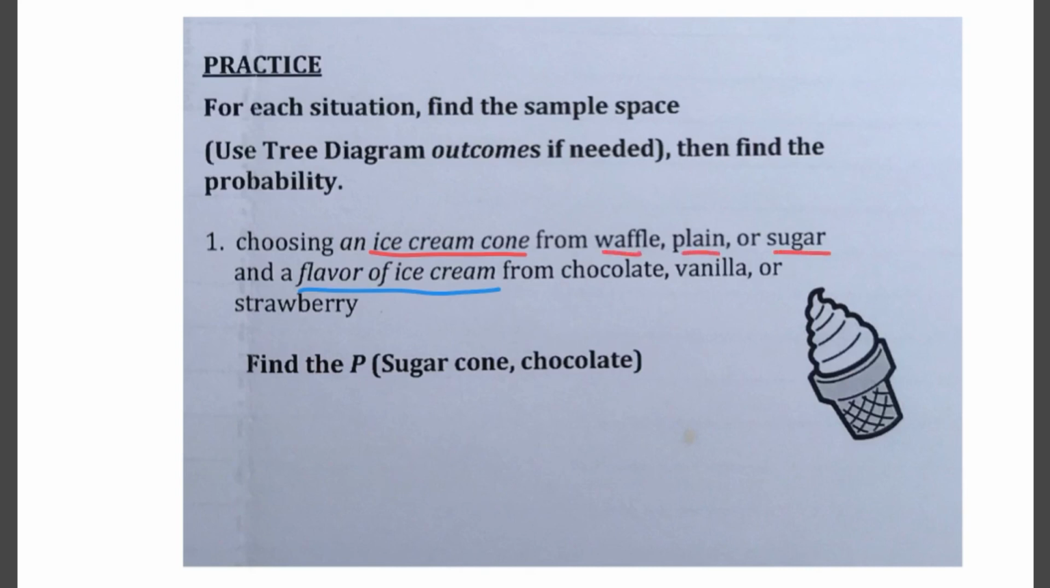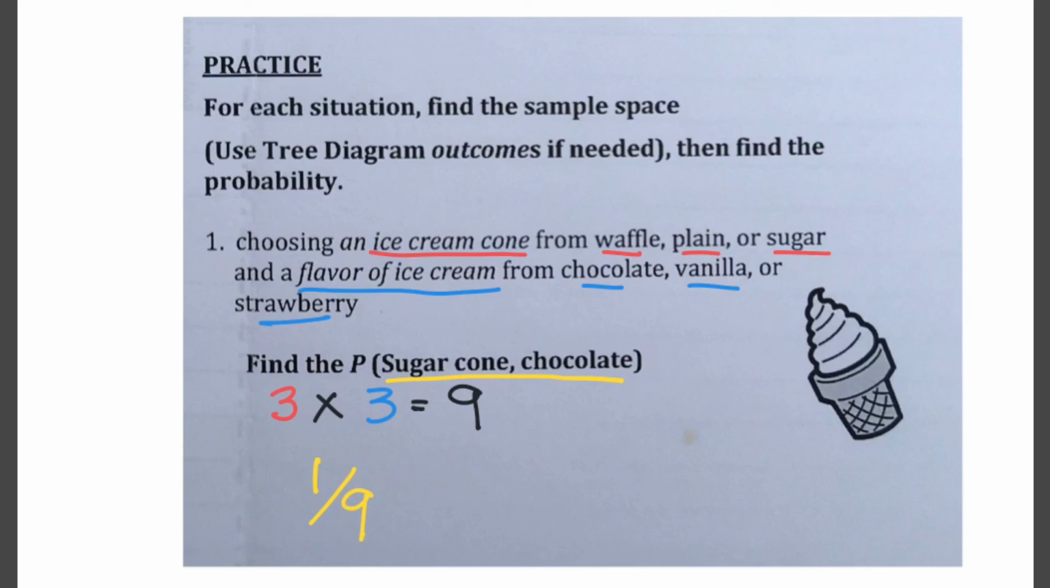So that means I have 3 different ice cream cones. My flavors are chocolate, vanilla, or strawberry. Which is your favorite? Which is 3 options. So remember, we want to multiply those to get our outcomes. So there's 9 different ways that we can arrange the ice cream cone and the ice cream. So I want to know, what is the probability of getting a sugar cone with chocolate? That sounds delicious. So there's only one combination for a sugar cone and chocolate out of the 9.